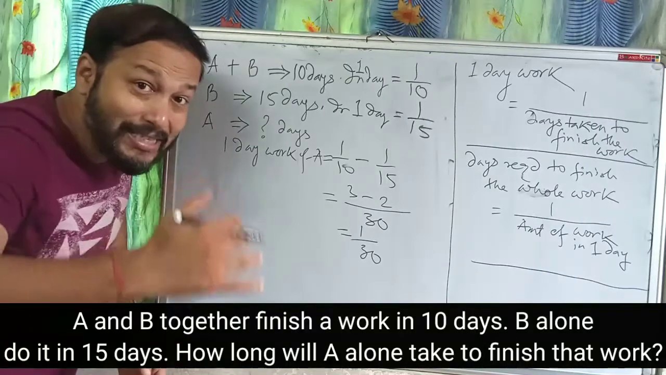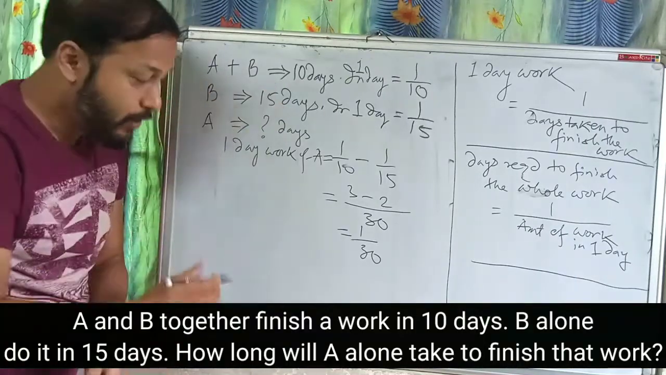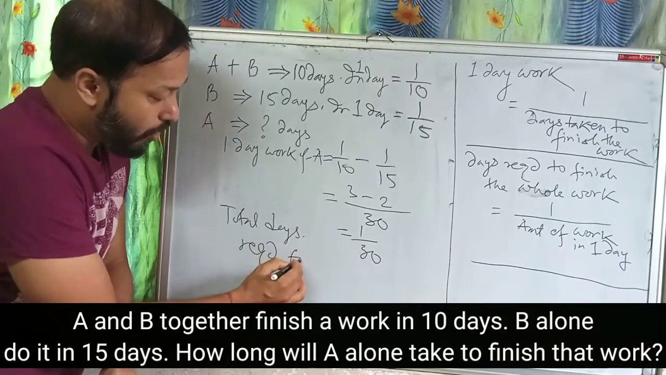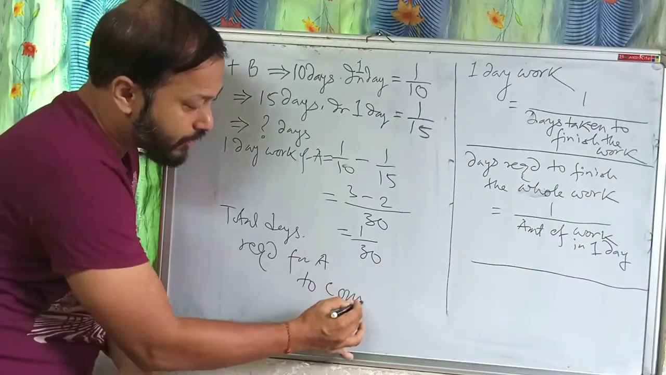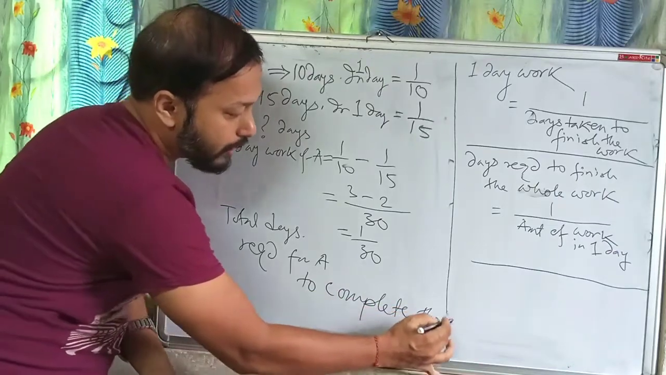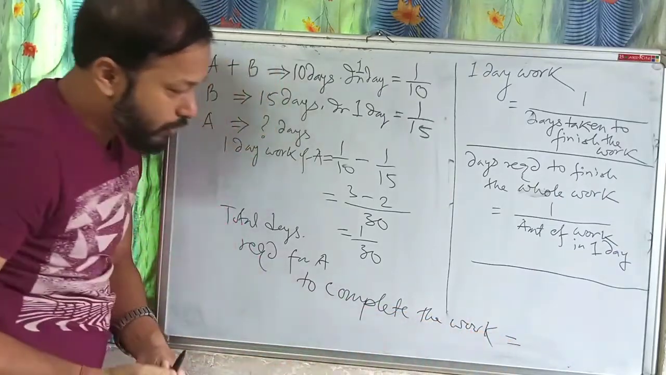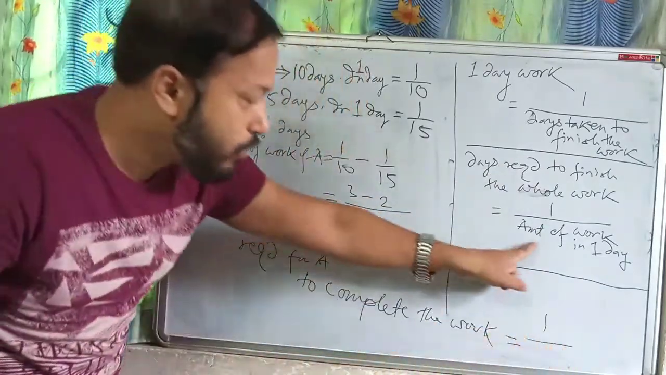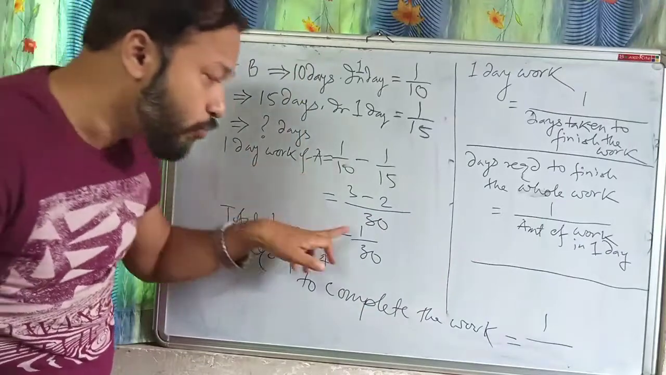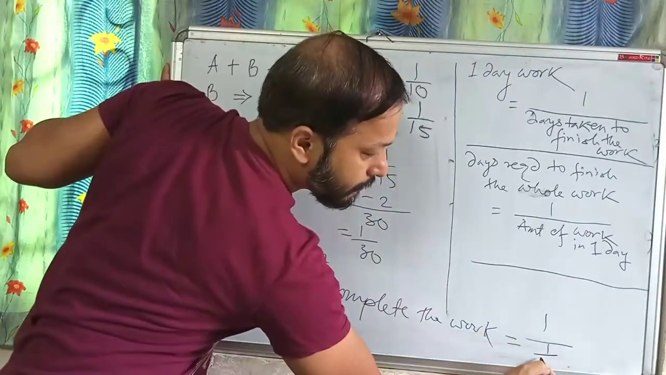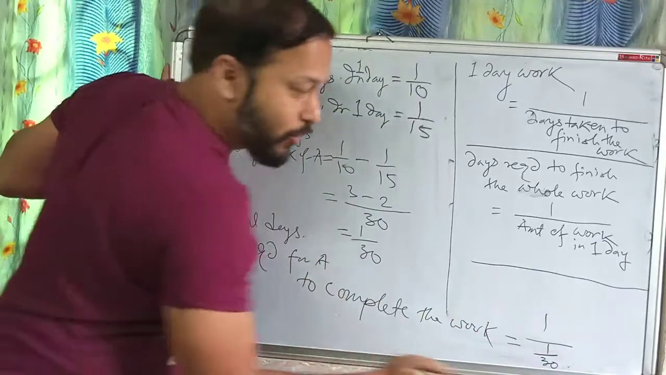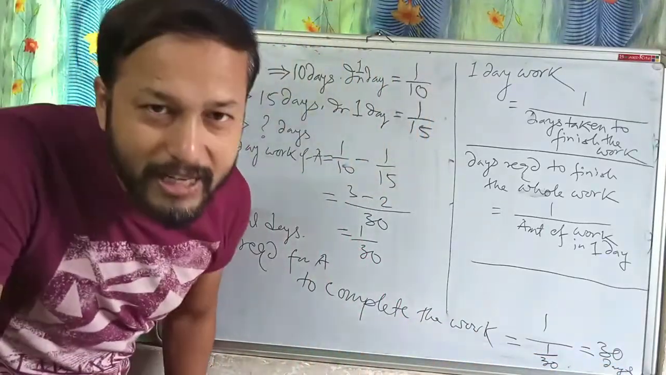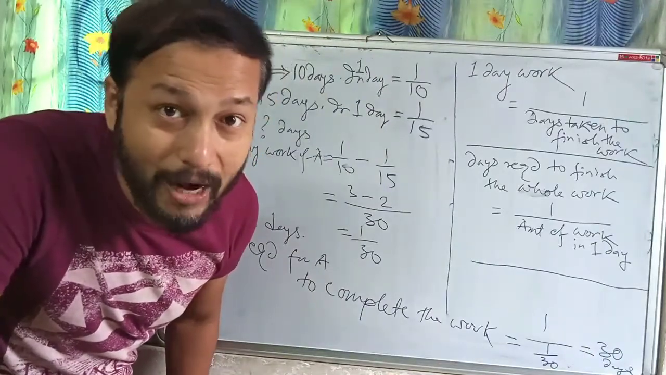So what is the total days required for A to finish the work? Total days required for A to complete the work is equal to 1 by the amount of work in 1 day. Amount of work in 1 day is 1 by 30. Now that will be the reciprocal, so you will get 30 days. So 30 days are required for A to finish the work alone.